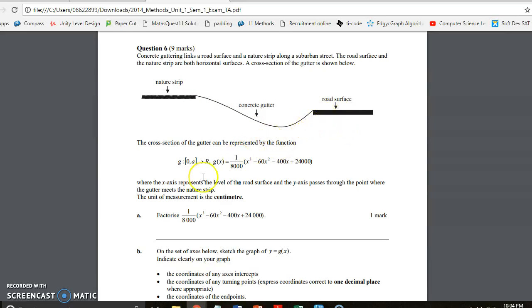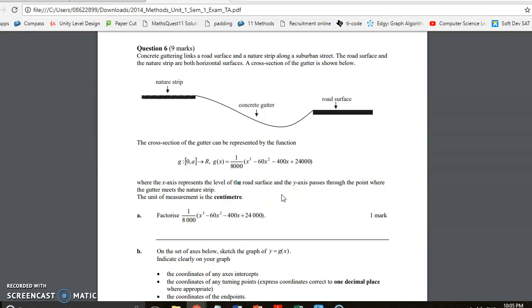The x-axis represents the level of the road surface. So if that's the x-axis, that's where the function equals 0. So we can actually solve this value here because our y-axis is here. That's one of the first things that we'll do. Okay, so we want to factorize this.